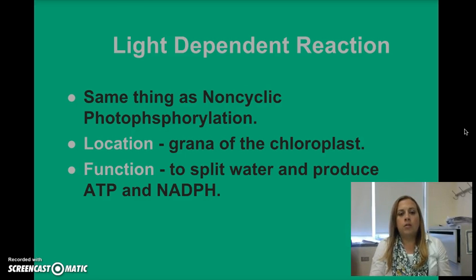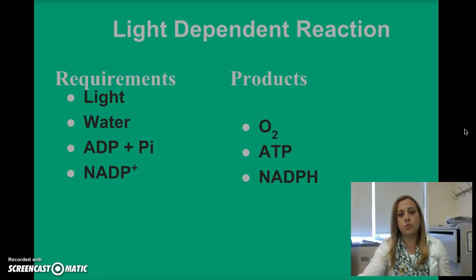All right, so we talked a little bit about how we've got these light-dependent and light-independent reactions in photosynthesis. The light-dependent reaction is the first one we're going to look at, and this is the same thing as non-cyclic photophosphorylation. This is going to happen in the grana of the chloroplast, and the whole reason that we have this light-dependent reaction is to split water in order to produce ATP and NADPH. So you're splitting water, you're energizing these electrons in order to produce ATP and NADPH, which will be used later on in the light-independent reactions.